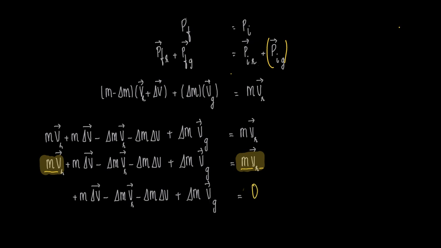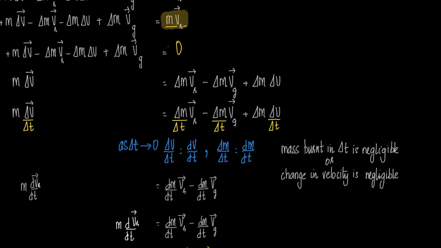Okay, so let me take the next set of equations. What we'll do is we'll keep this m delta v on the LHS and we'll transpose each and every other term to the RHS. So minus delta m vr becomes plus delta m vr, minus delta m delta v becomes plus delta m delta v, and plus delta m vg becomes minus delta m vg. Now what I'll do is I'll divide this entire equation by delta t, and delta t, and delta t.